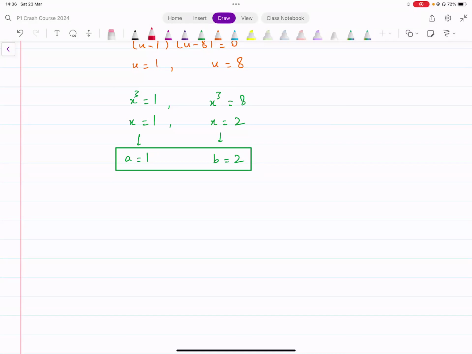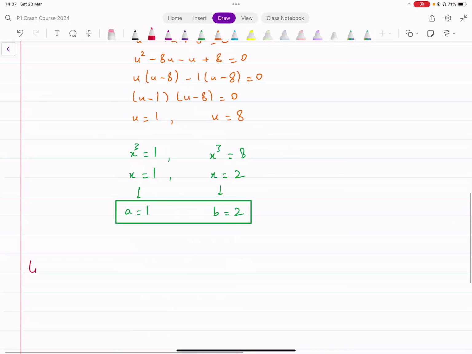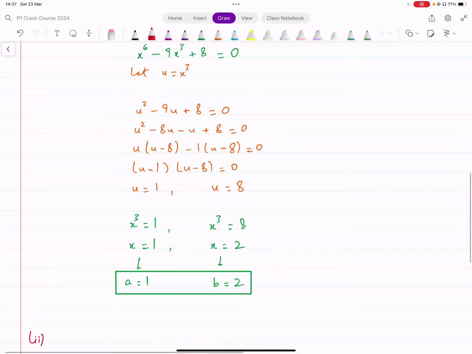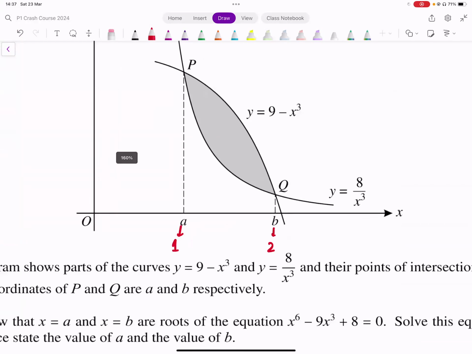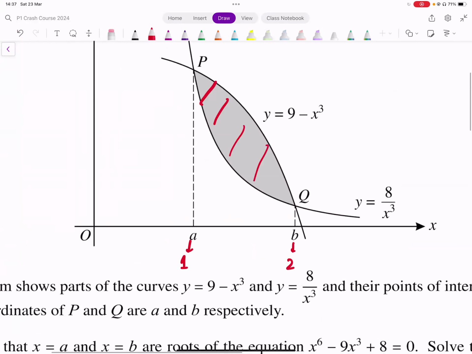Okay, let's look at the second part now. Part 2 of this question. Now in part 2, they ask us to find the area of the shaded region between the two curves. So now we know the value of a is 1 and the value of b is 2. So we have these two limits now that we can use. We need to find the shaded area. Now, how do we describe this shaded area? This is not the area between a graph and the x-axis or the y-axis that we could use the formula for directly, right? This is area between two graphs.